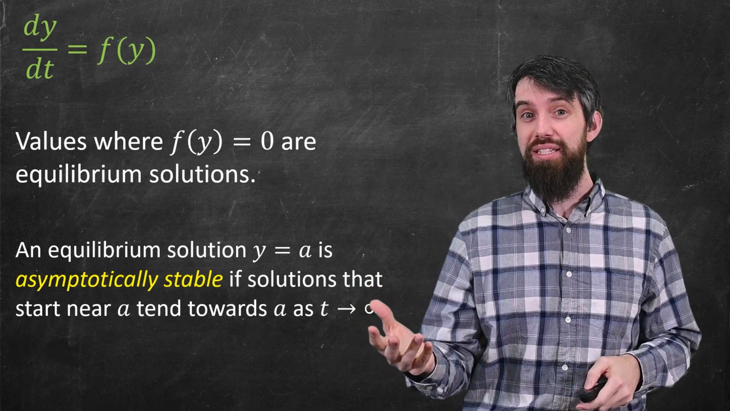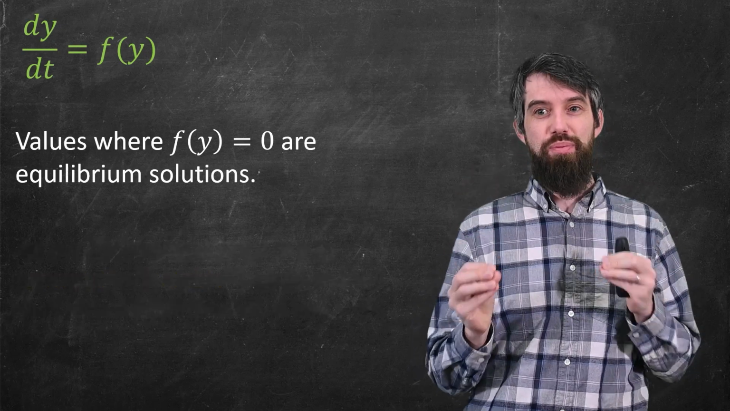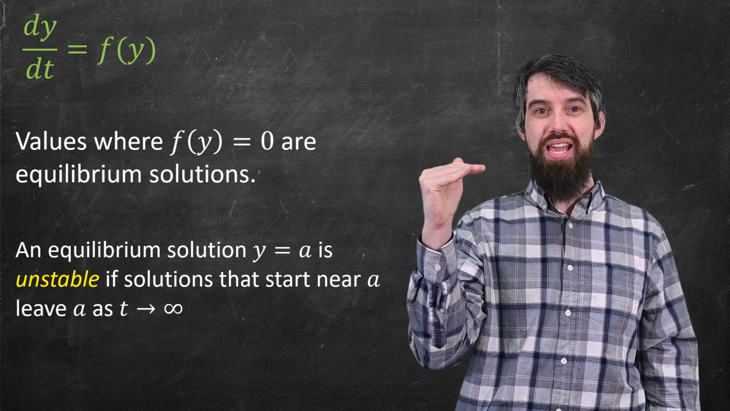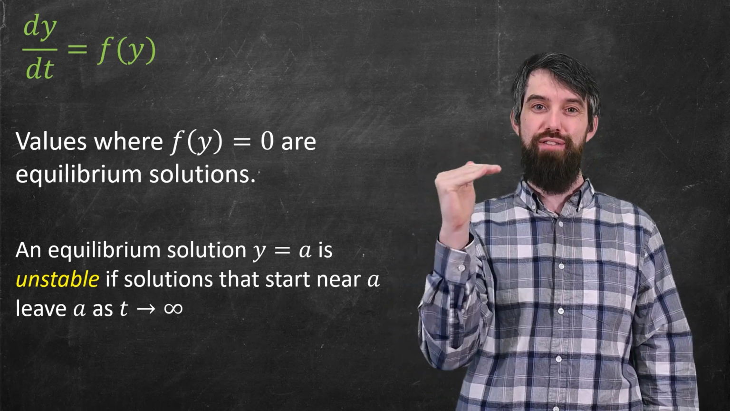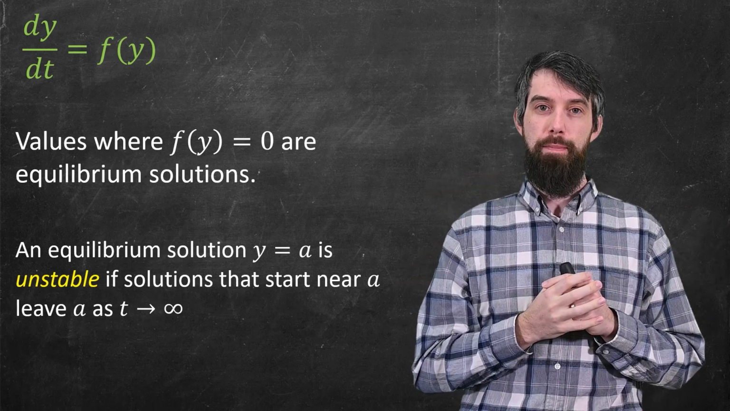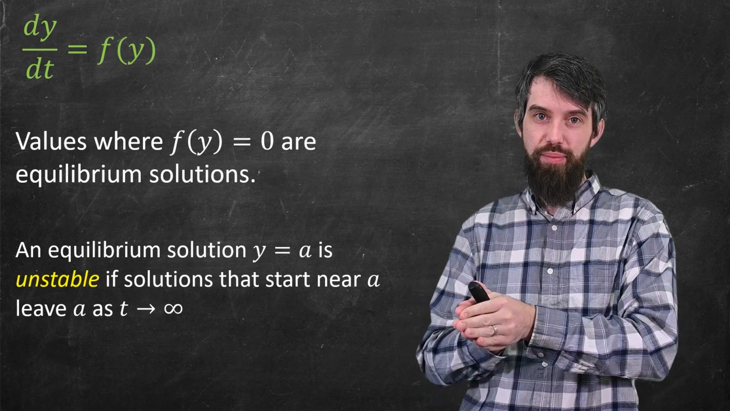This was in contrast to an unstable equilibrium point. An unstable equilibrium value is the opposite. If you start near the value of y equal to a, even if you start extremely close to the value of a, then you're going to leave the value of a as time goes on. And so equilibrium solutions are either stable or unstable.